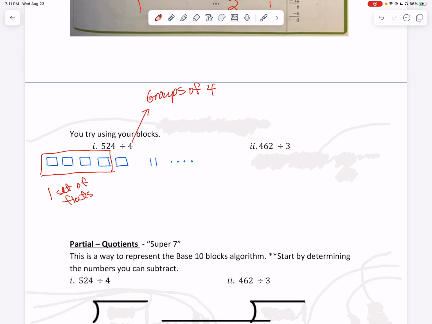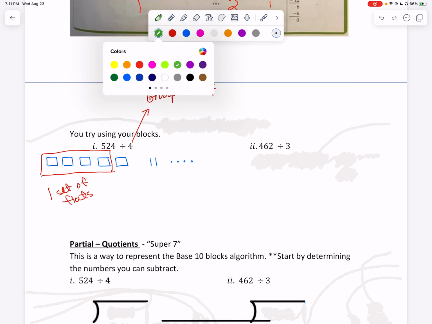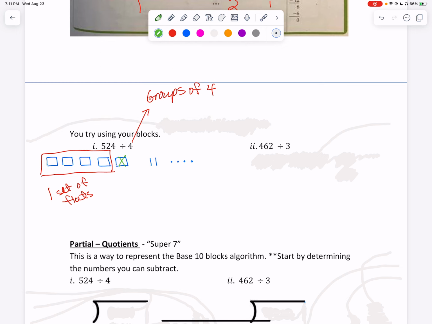Well, I'm now going to have to take that other flat. Let's do it in green. This guy. Whoops, I meant to do it in green. Here we go. Let's try that again. I'm going to take this guy and divide him into rods. 1, 2, 3, 4, 5, 6, 7, 8, 9, 10. Okay. So now I'm looking for groups of 4. Here's a group of 4. Here's a group of 4. And, oh, look, if I get all those guys, there's a group of 4.